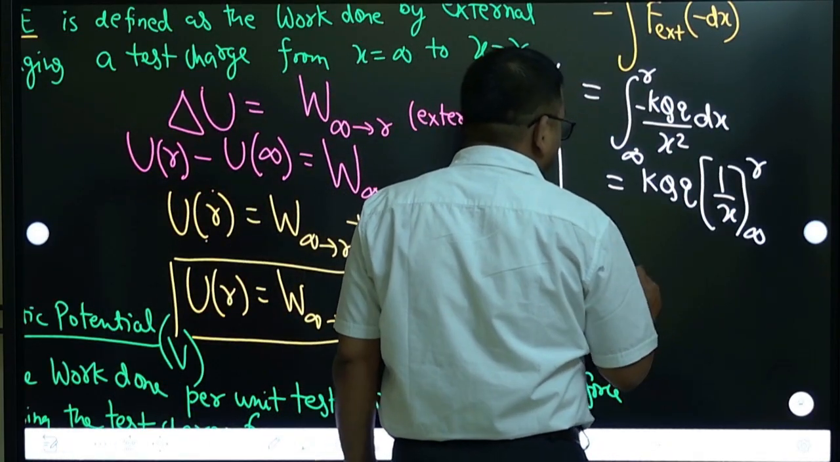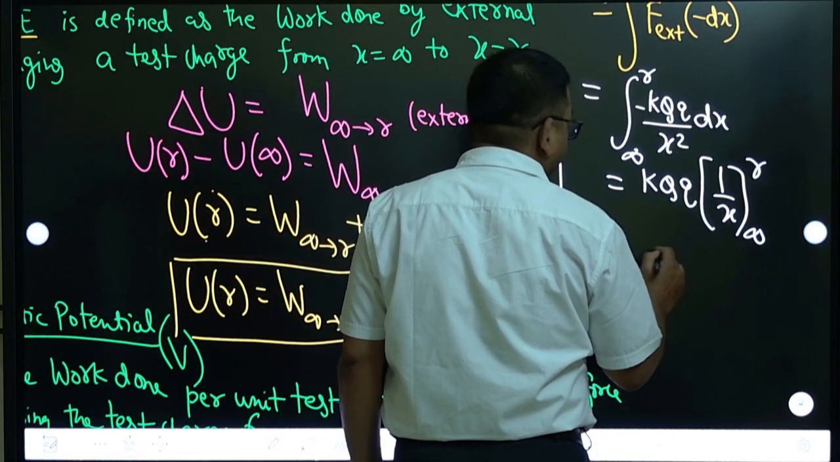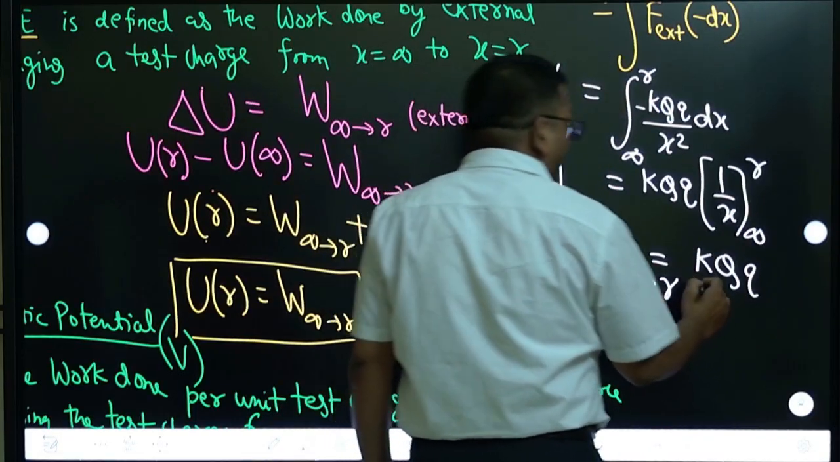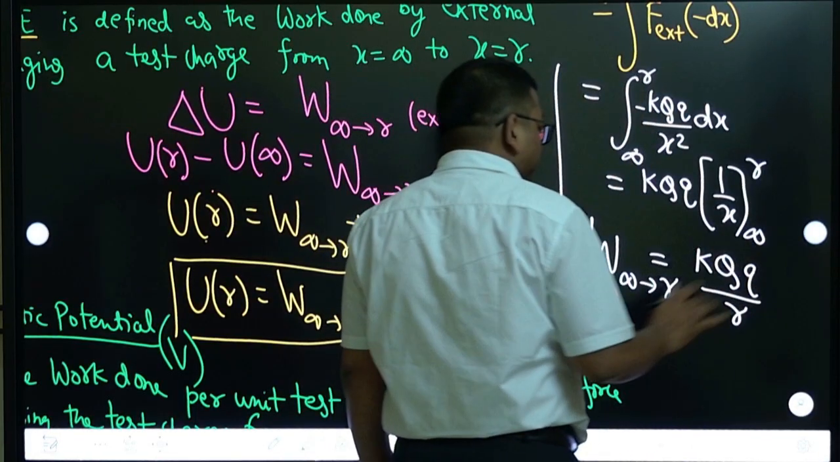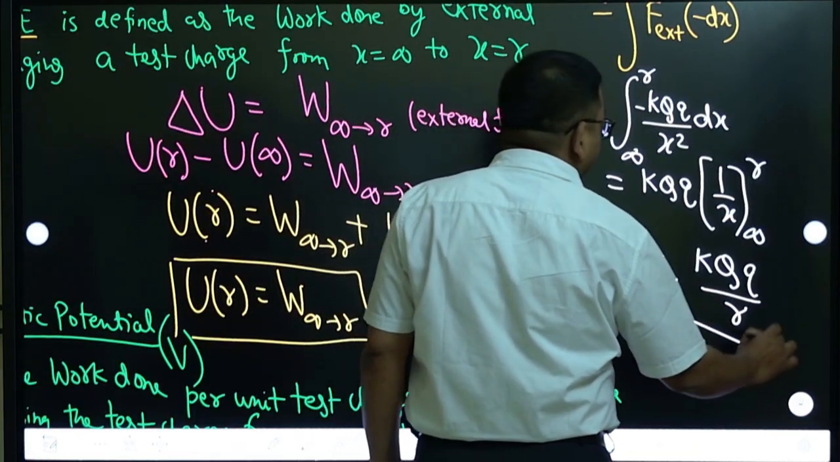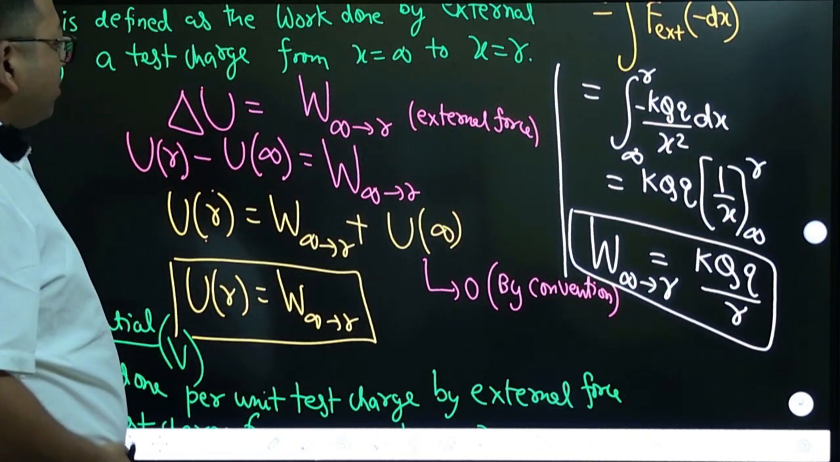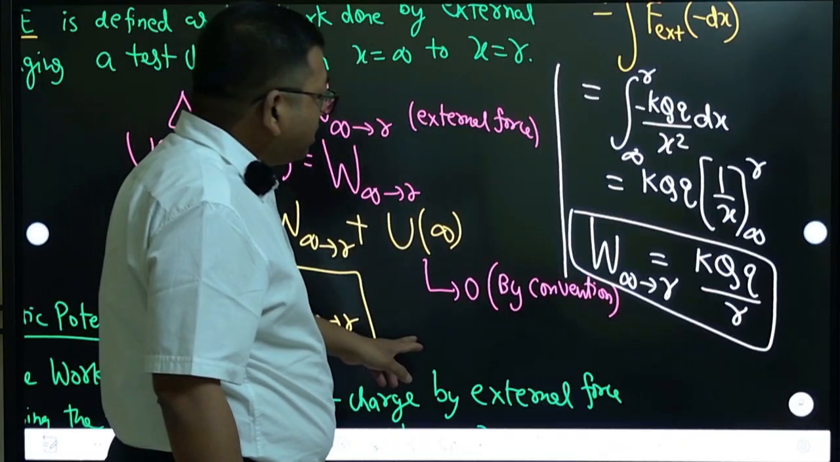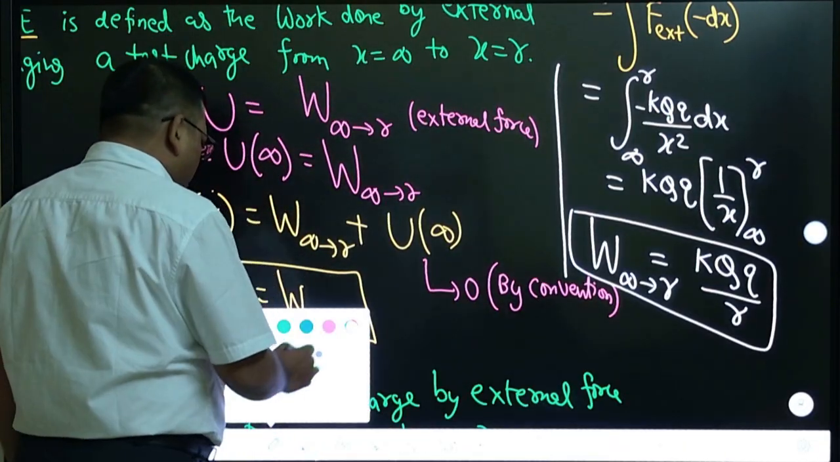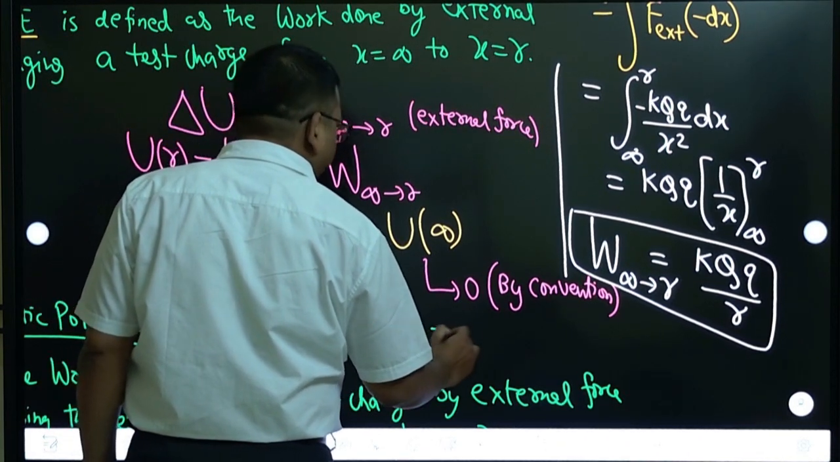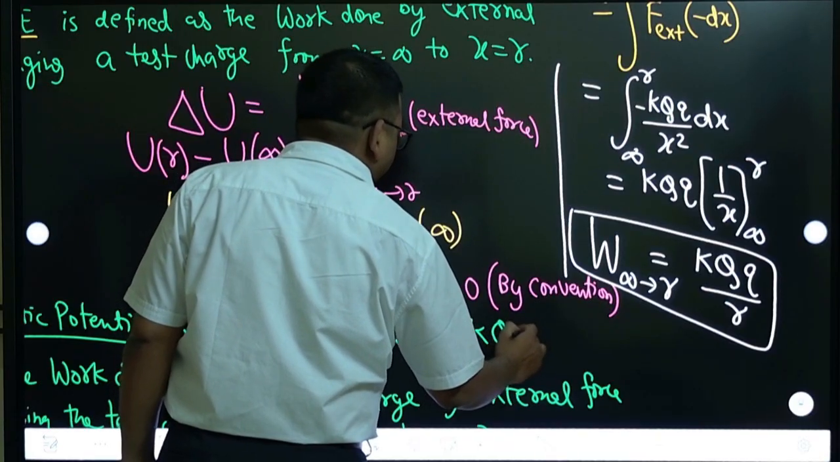So the work done in moving from infinity to r by the external force is kqq, 1 by r you will put, and 1 by infinity is 0. So we are taking this as the work done. Once you get this work done, this is the formula for potential energy also. So now you know the potential energy formula. The potential energy formula is kqq by r.